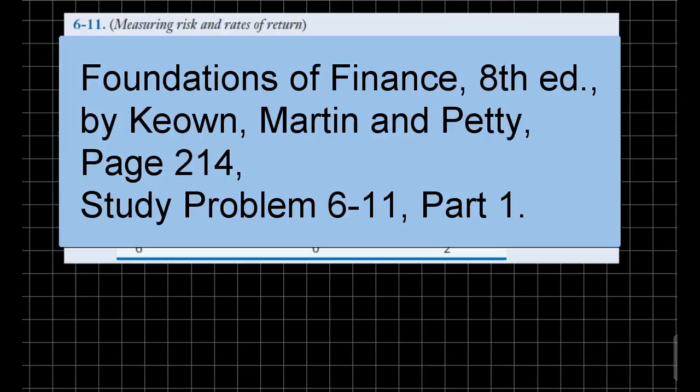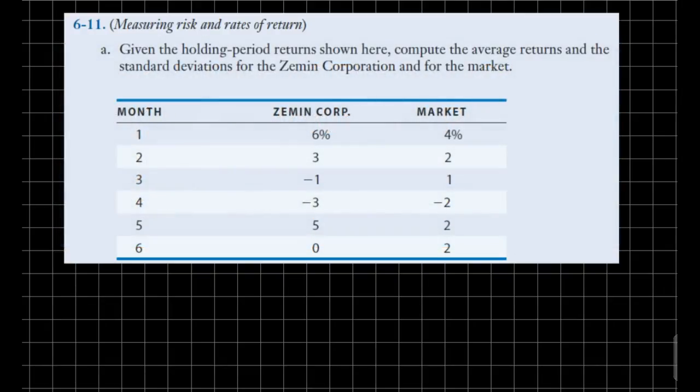We'll go over study problem 6-11 from our textbook. We are given holding period returns for a company, Zemin Corporation, and for the market index. Luckily those holding period returns are very handy, because otherwise we would have been given the prices. We would have to first come up with the holding period returns, and from there we could have computed the average return and the standard deviation. But as I said, we are lucky, holding period returns are provided, so we'll just go straight forward into our solution.